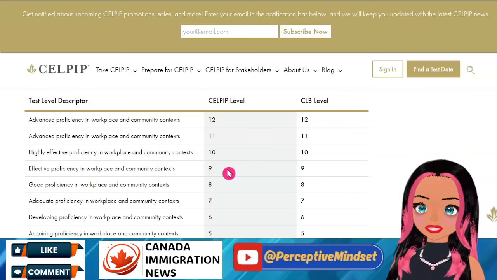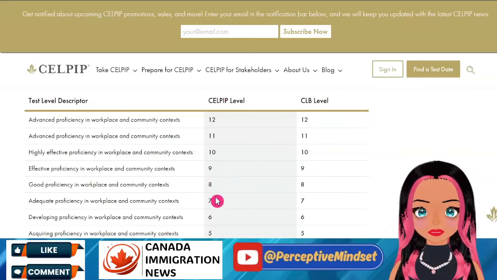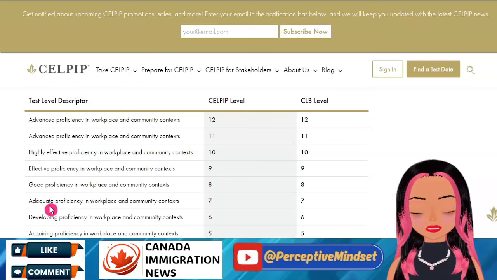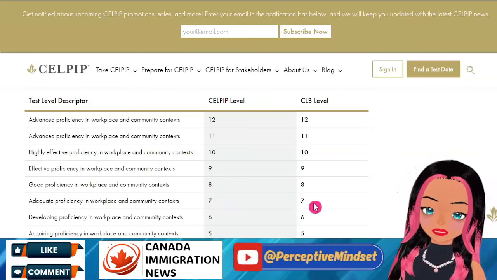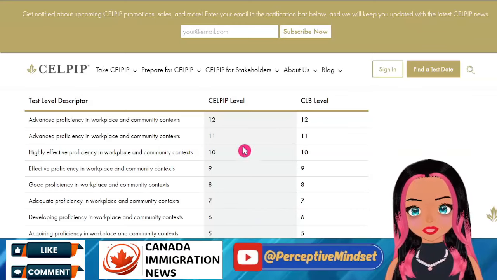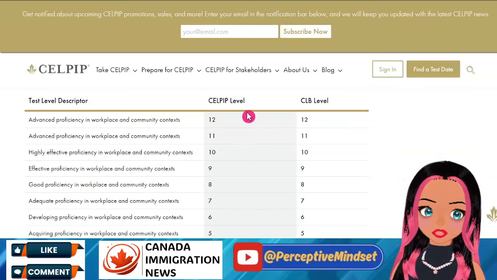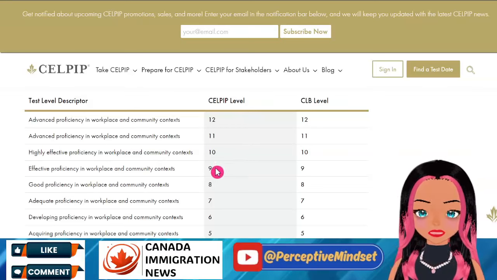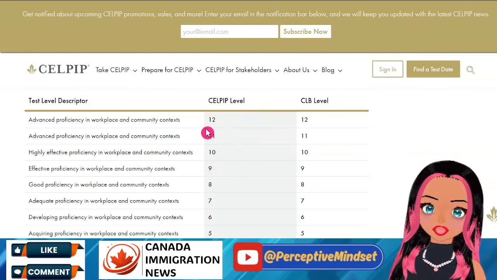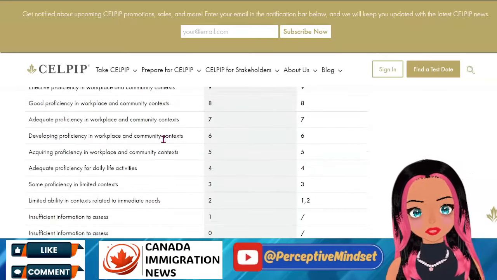I think for Canada immigration, the benchmark is 7, where you have adequate proficiency in workplace and community context. So a lot of persons aspire to anywhere from 7 to 12. However, more advanced persons who want to score higher would want to score anywhere on average from 10 to 12. So it just depends on you and your ambition.